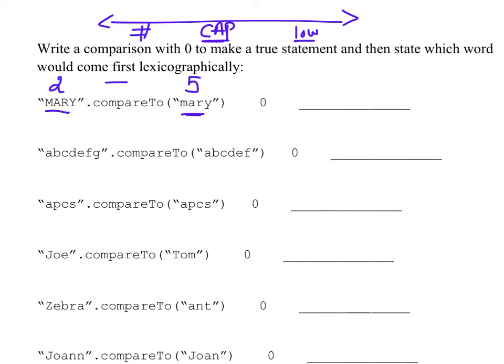If we want to make this a true statement, this is going to be less than 0, because capital Mary is first. So what I just want to happen here is, yeah, I wrote that wrong. Sorry. Capital. I just have trouble writing in all caps. Okay, so let's do a couple.